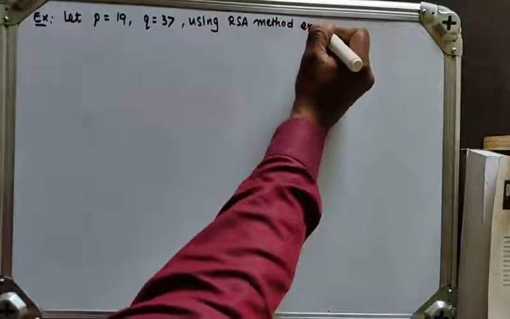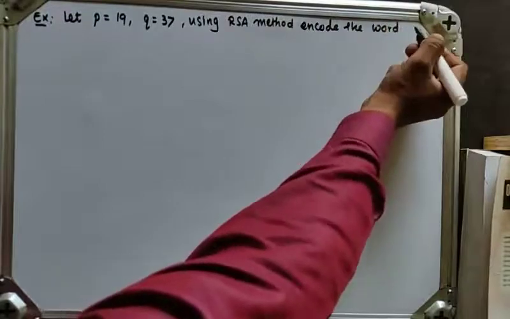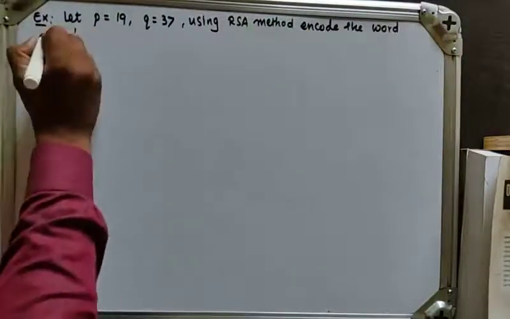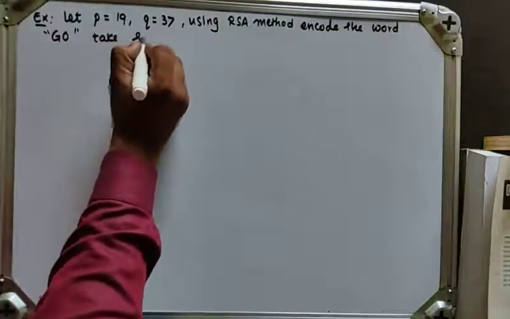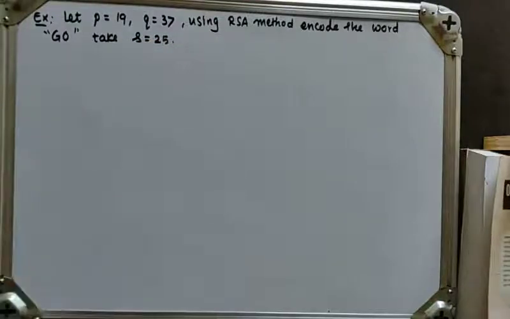Encode the word go. Take S as 25. So we have given this.